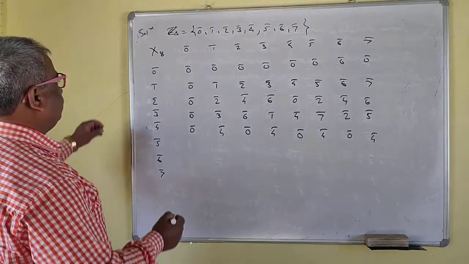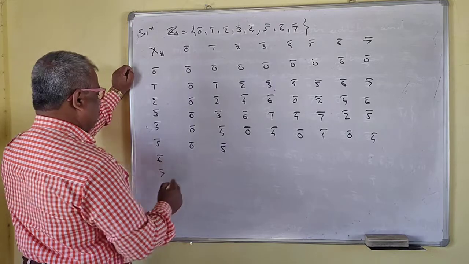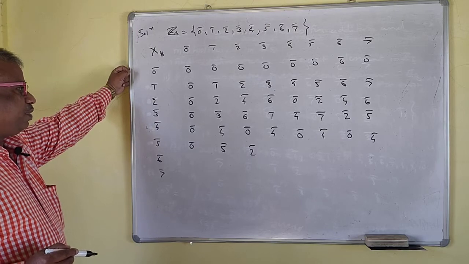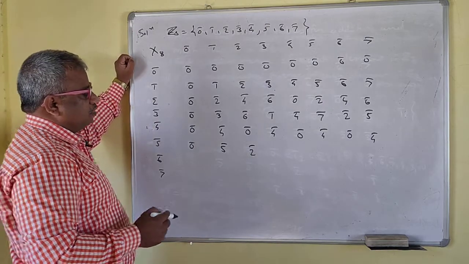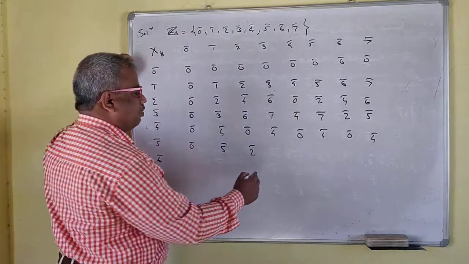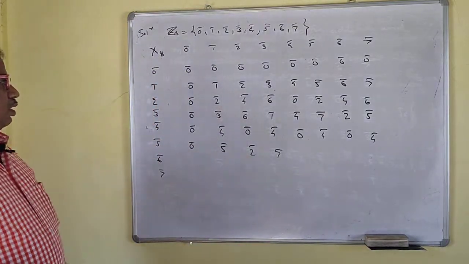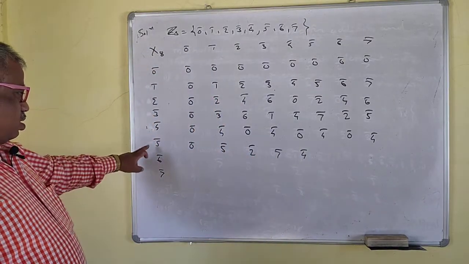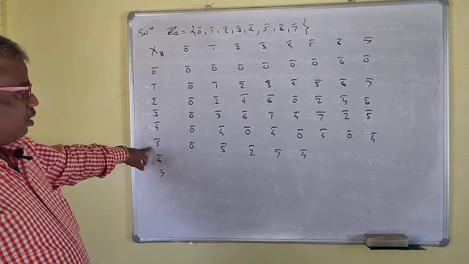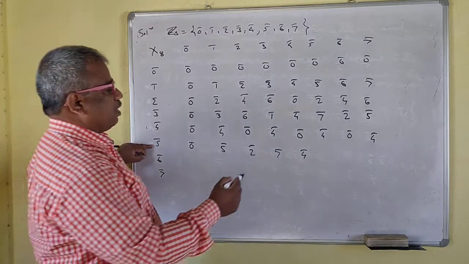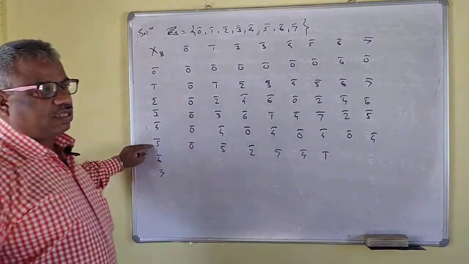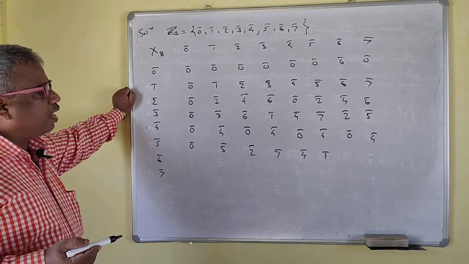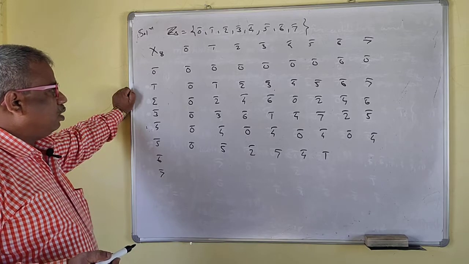Now we'll do for 5 bar. This is 0 bar. 5 bar. 10 bar means 2 bar. 15 bar. 15 is 8 plus 7. Okay, so this is 7 bar. Then 20 bar. 20 bar is 4 bar. Okay. Then 25 bar. 25 bar is 1 bar, because 25 is nothing but 24 plus 1, and 24 is divisible by 8. So 24 bar is 0 bar. So this is 1 bar.